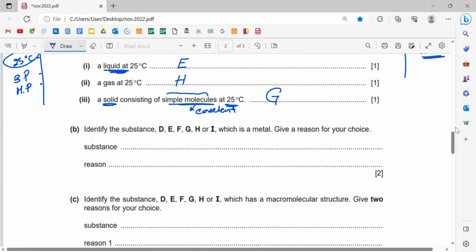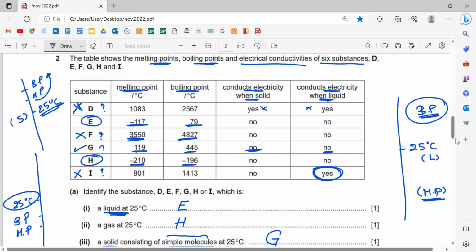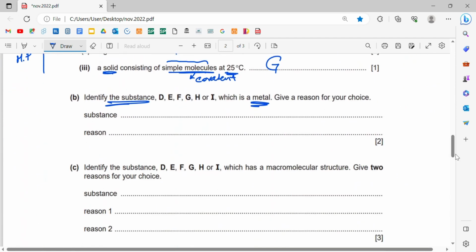The next question, identify the substance which is a metal. Give a reason for your choice. So which substance is a metal? If we look at the table, of course, D is a metal. Why is D a metal? It has a high boiling and melting points. Also, it conducts electricity when solid and liquid. So the answer is D. The reason is conduct electricity when solid and liquid.